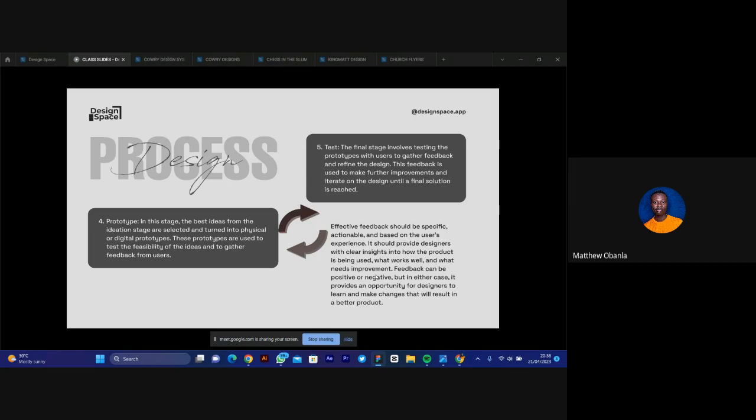That is what a prototype looks like. It tests the feasibility of the idea and gathers feedback from users. They gather feedback and they're like, oh, this is going to look like this, oh, this thing can work this way, oh, this thing cannot work this way. So that is what prototype means.